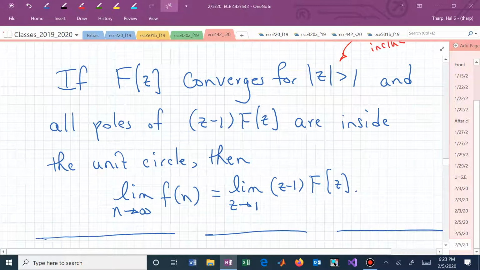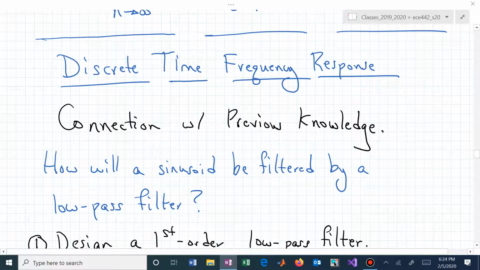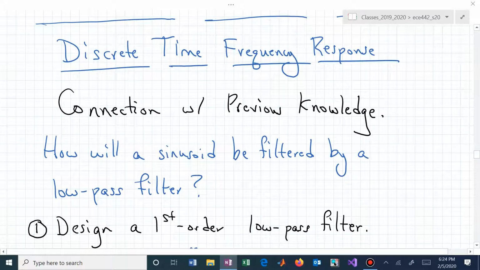The final value theorem makes it easier, or maybe cleaner or quicker, to find a limiting value of your sequence in the time domain. Let's now talk about frequency response in a discrete time setting. And what I want to do, and maybe what we will get to today, looking at the time, is let's try to put our mind back into what frequency response is in the analog version or in a continuous time setting.